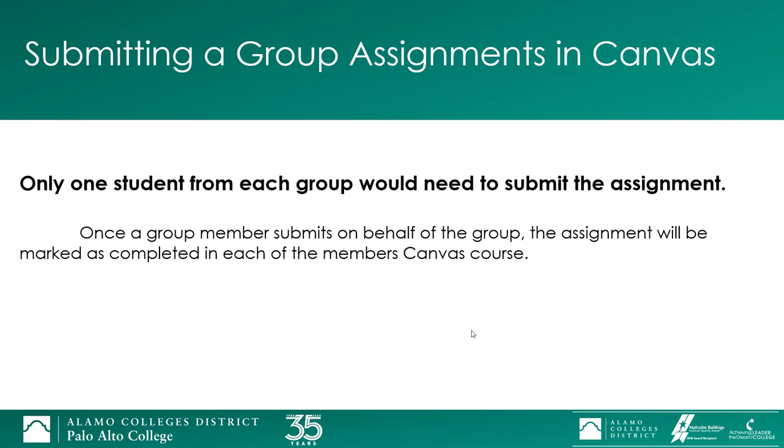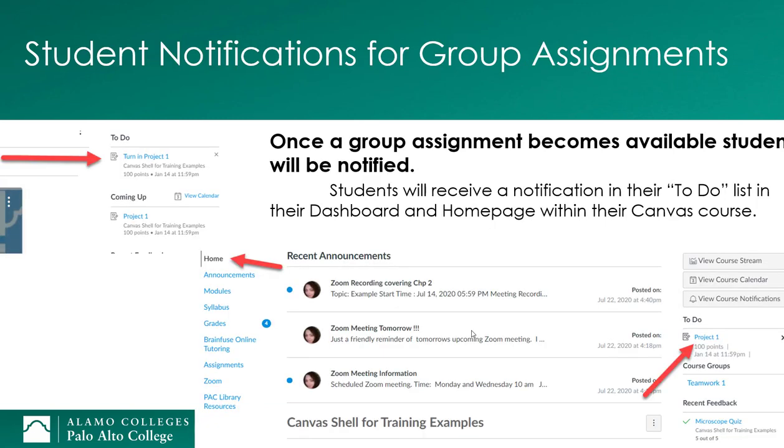So if someone from group 1 submits their assignment, all the other members in group 1 are going to have that assignment marked as complete. So they need to understand that once someone submits, that's it. If they made a mistake, they need to contact you so that way you can allow them to resubmit that assignment. Here's another great bit of information.